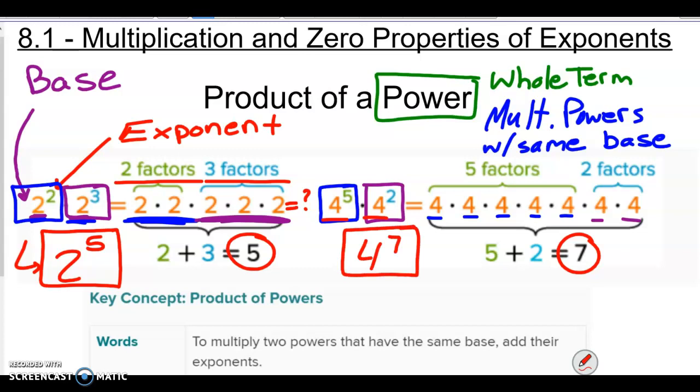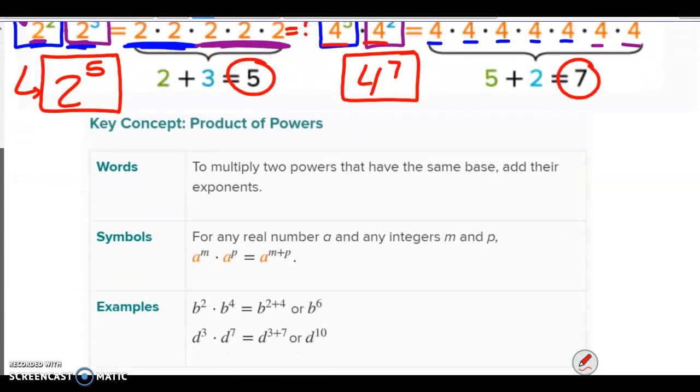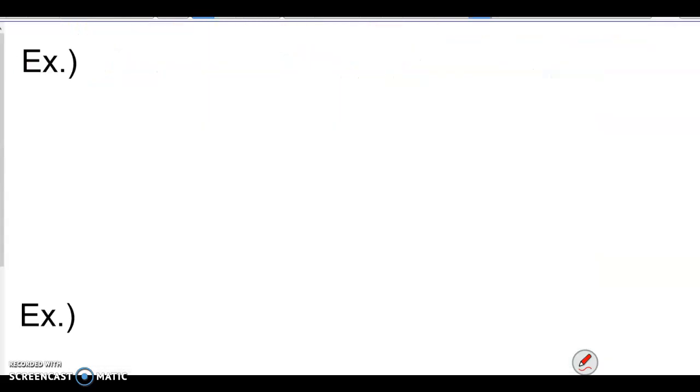That's all that's happening with that property today. We're just seeing how to simplify those. So a to the m times a to the p will be a to the m plus p. You're just adding those two exponents together. b squared times b to the 4th will end up as b to the 6th. It doesn't matter if we're dealing with numbers or variables, whatever. Those are all going to come out to be the same.